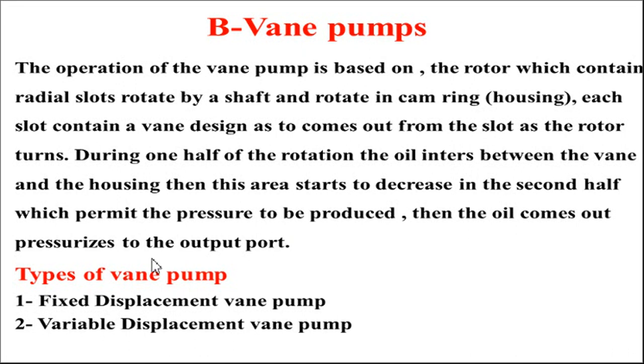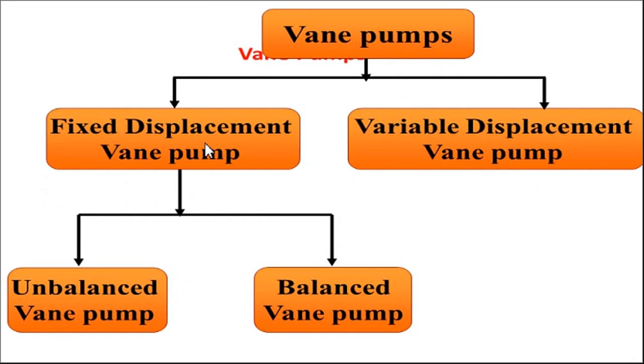So there are two types of vane pumps. First is the fixed displacement pump and second is the variable displacement pump. Again, the fixed displacement pump is classified as unbalanced vane pump and balanced vane pump, whereas the variable displacement vane pump we will study later on. So these are the basic types of vane pumps.